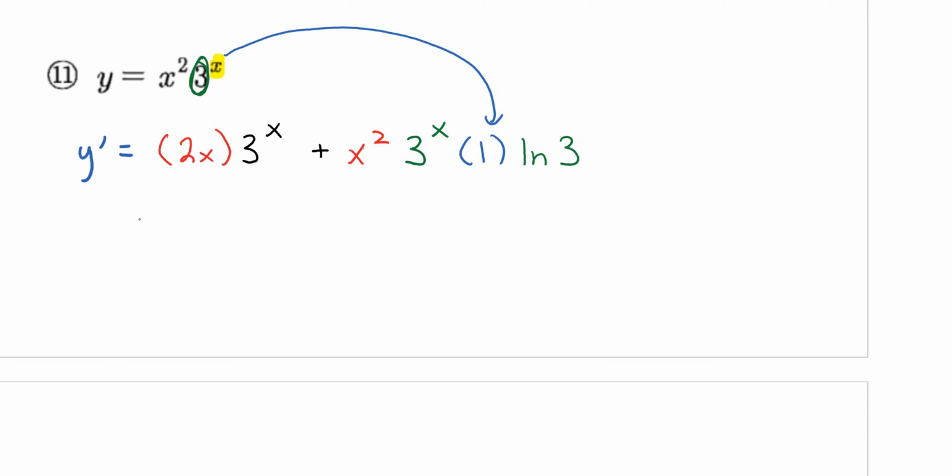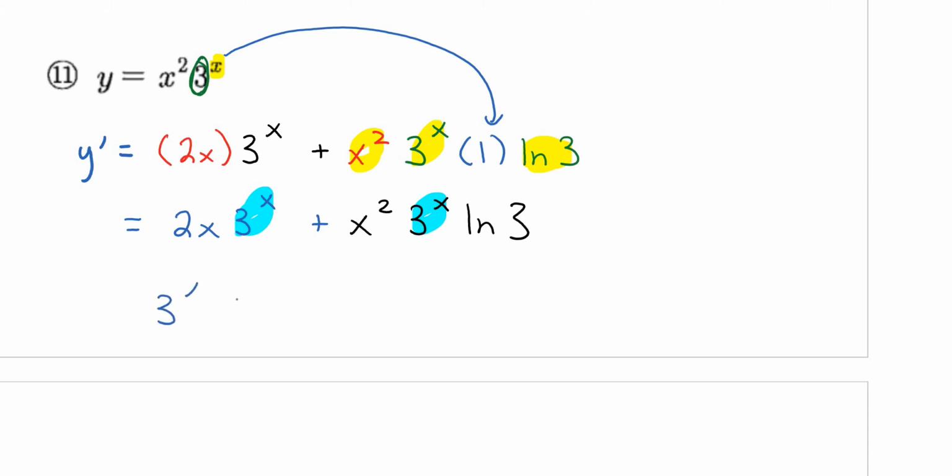Okay, so if I just clean this up, this would be 2x times 3 to the power of x plus, now all of this would just be x squared times 3 to the power of x times ln 3, so I can just clump that all together here, like that. And after that, you could do some factoring here. There's a 3 to the power of x, and I can factor that out.